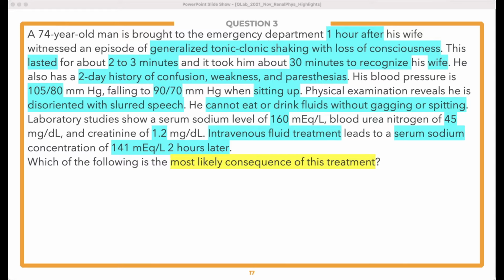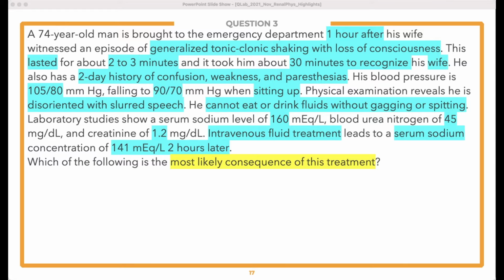They also give you a little bit of time frame. They came to the ER 1 hour after this happened, okay? Now, as you guys know, whenever you have these shaking or generalized tonic-clonic type things, you want to know about time. You want to know how long did it last and how long did it take to regain consciousness. It took him 30 minutes to recognize his wife after that episode, okay? So that's also important. We'll talk about that.